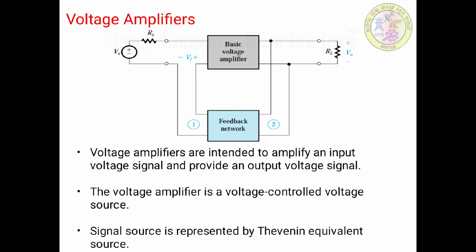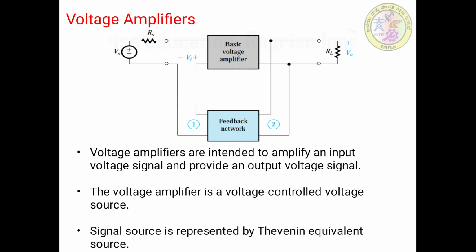Here in this particular configuration, this voltage amplifier is mainly designed to amplify an input voltage signal, and it provides an output voltage signal. So the input is a voltage signal, the output is also a voltage signal, and therefore it can be called a voltage controlled voltage source. And now you can see in the diagram that the signal source is represented by Thevenin's equivalent source, that is, we have this Rs in series with the Vs.